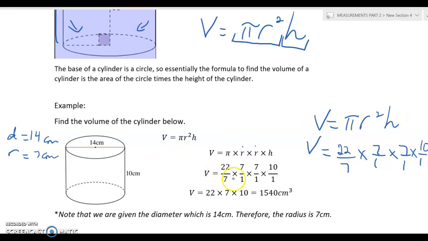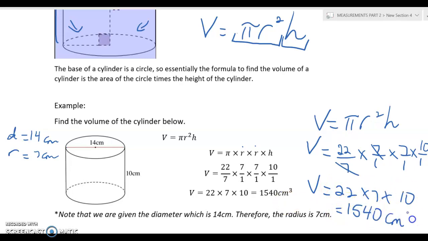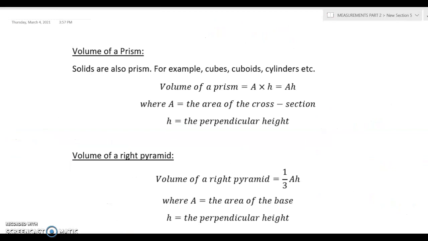Right? And then just cancel the 7s. So you're going to get 22 times 7 times 10 remaining, and you will get 1,540 cm cubed. It's all about really knowing the formula, knowing to put in for pi 22 over 7, r squared, that's radius squared. So 7 times 7, and then the height is 10, right? Very, very simple.